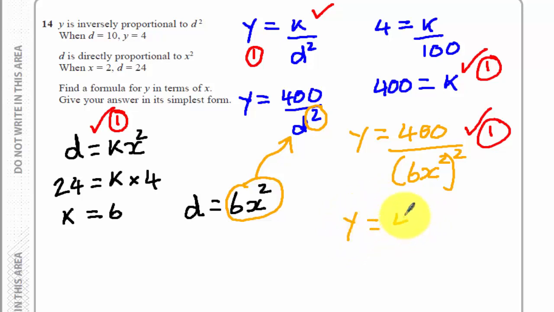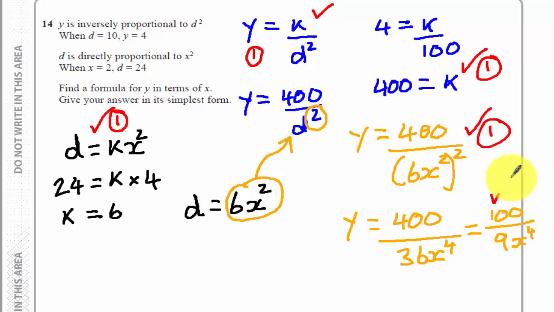So firstly, if I tidy up the bottom of the fraction, 6x squared all squared is 36x to the 4. I'm going to divide top and bottom by 4, because I know 4 goes into 36, and I'm going to have 100 over 36 divided by 4 is 9. 9x to the 4. There's no number that goes into 9 and 100. This is in its simplified form, and I have my 5th mark.